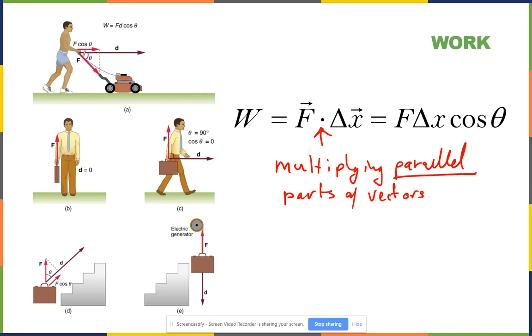Now if I go like this, is there work being done on it? Yes, if I raise it, then the force I'm applying is up, the direction it moves is up. If they're in the same direction, that's going to be a positive work.